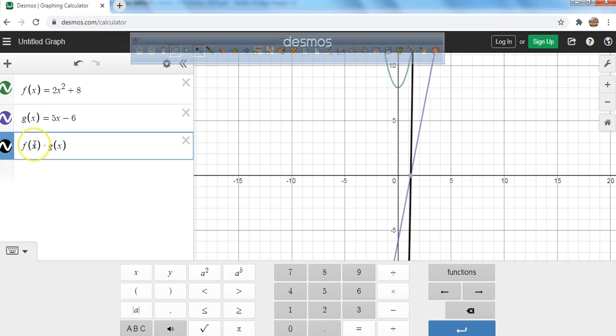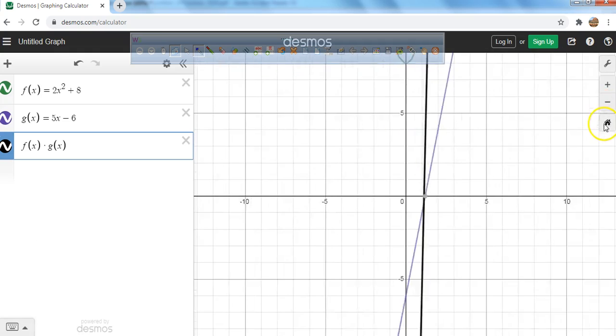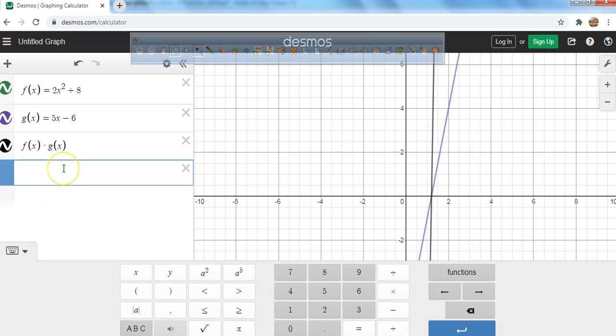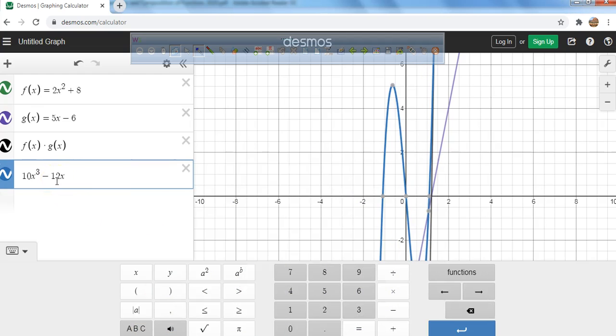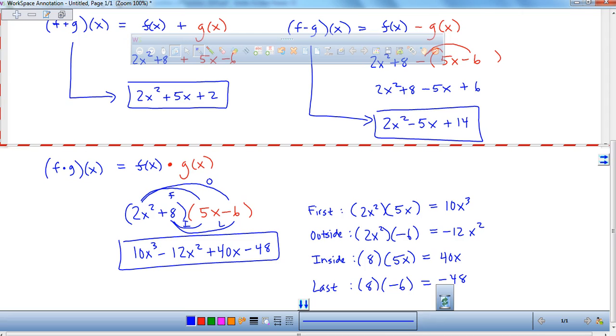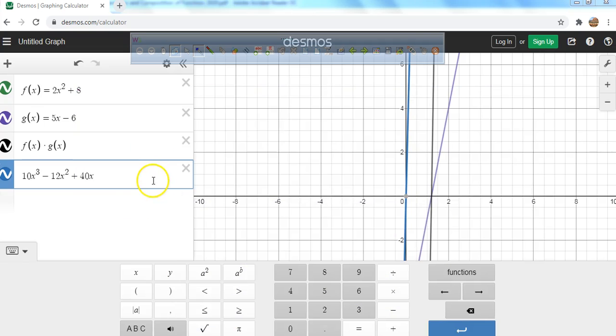What is f of x times g of x? You can kind of see, if I zoom out, there's the black line. Okay, so let's go ahead and just type it in. Ready? It was 10x to the power of 3, and then it was minus 12x squared. All right, and then it was plus 40x. Okay, and last, minus 48.